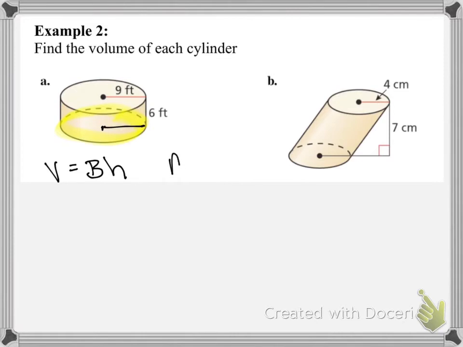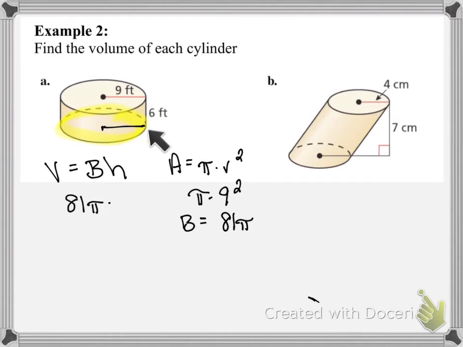So my big B, my area of that circle, is pi r squared. So pi times 9 squared. 9 squared is 81, so 81 pi. So my big B here is 81 pi, that's the area of my base, times the height of my prism. The height of the prism there is 6. 81 pi times 6, so I'm going to get the calculator out. 81 times 6 is 486 pi, and that would be feet cubed.